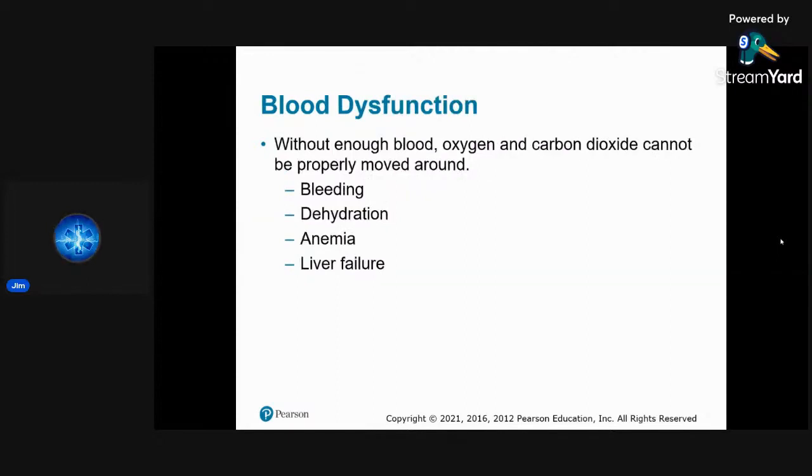Let's talk about some deficiencies in the blood. Without enough blood, oxygen and carbon dioxide cannot be properly moved in and out, correct? Because the blood is the transport unit for both of these. What could cause you to not have enough blood? Bleeding, of course, dehydration, anemia, and liver failure. Anemia is low blood iron. You need iron to create new red blood cells. So if you don't have enough red blood cells, you won't be able to carry enough oxygen. And we talked about liver failure and the proteins because of water imbalance or volume issues.